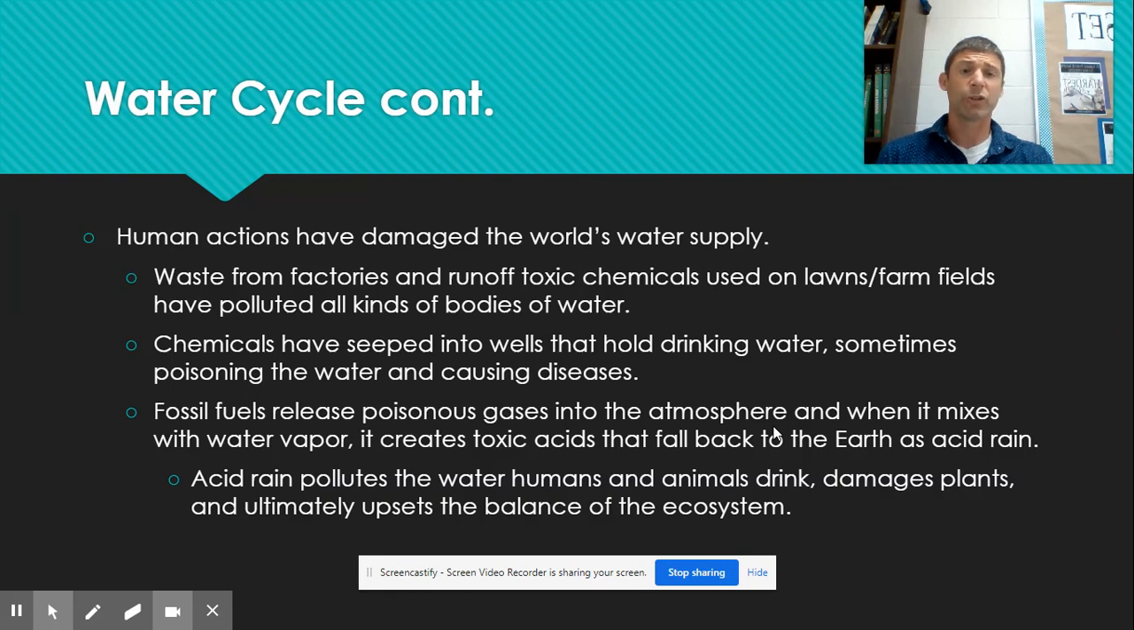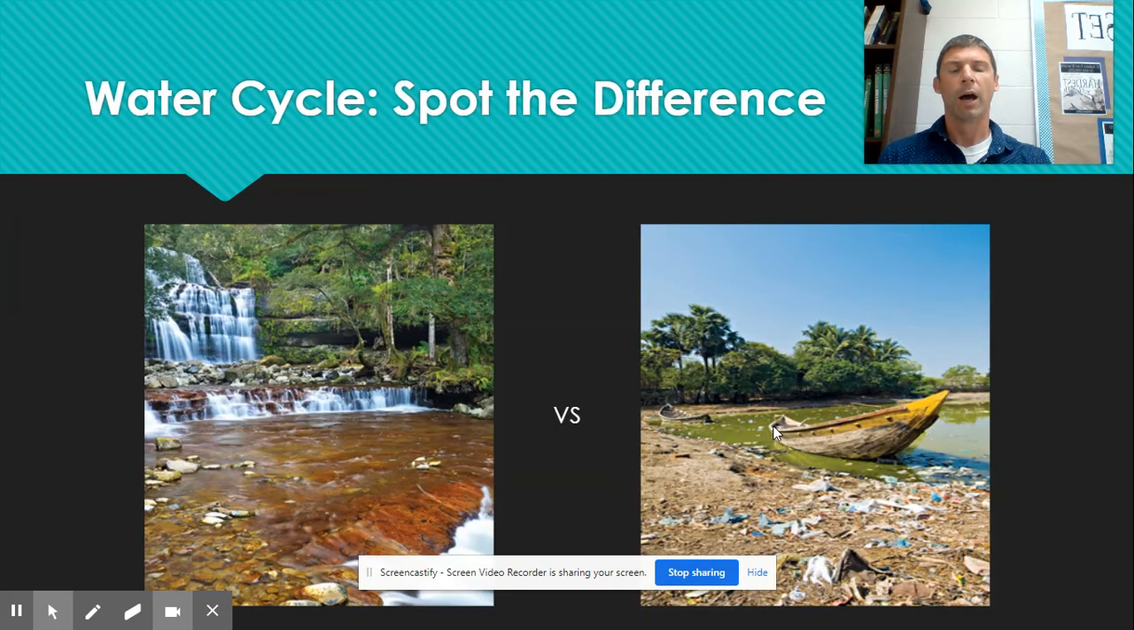Humans' actions are affecting the water supply, toxic waste going in there. So chemicals and all those things affect that. There's acid rain that happens, which is also from the burning of fossil fuels. So water is precious, it's limited, and we need to make sure that we are conserving that.